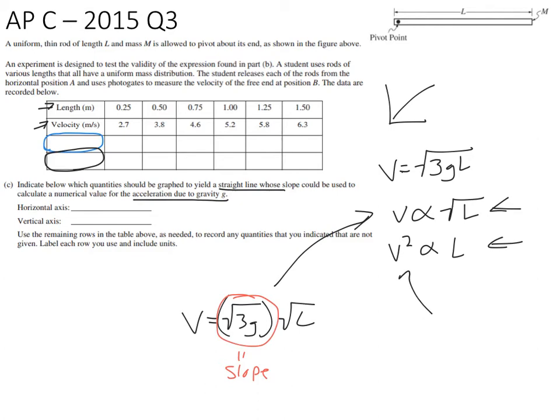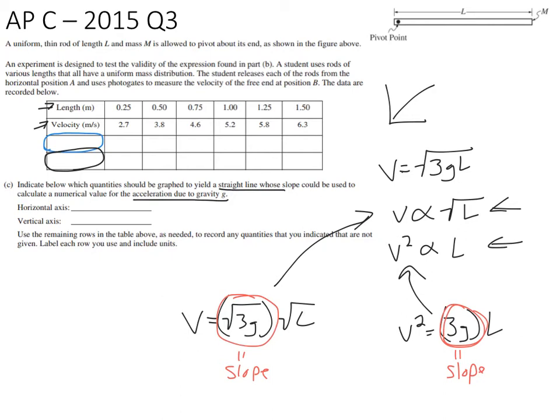On the other hand, if I use this relationship, I get it rewritten looking like this, and in this case, this will equal my slope. So either way, I'm going to get the same answer. The only difference is whether my slope is going to be equal to 3g or root 3g. But we'll deal with that in the next section. So you have to choose what to put for the horizontal and vertical axis, whether we want to do v and root L or v squared and L. It's really up to you.